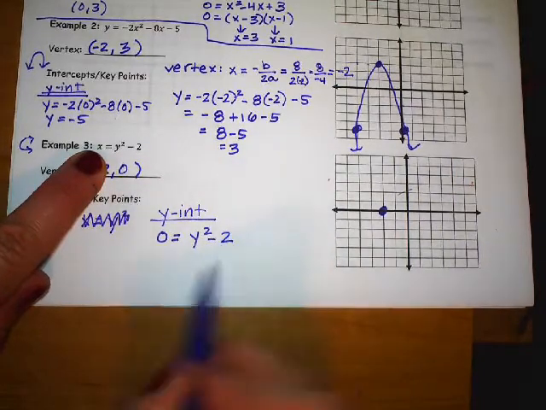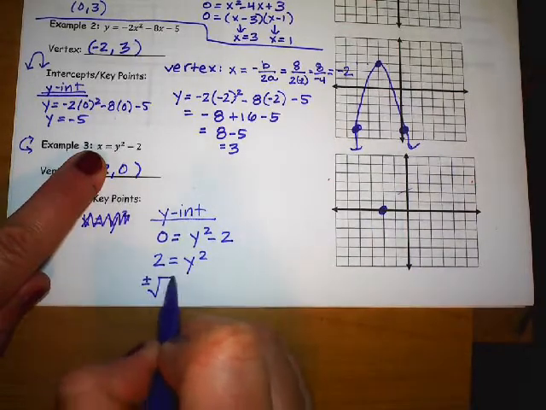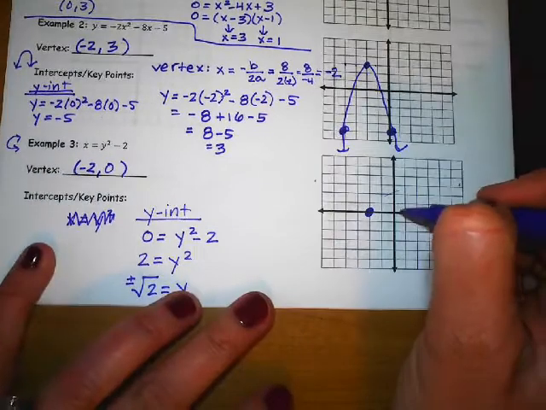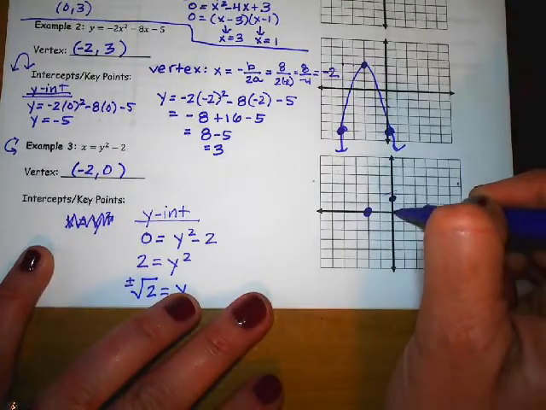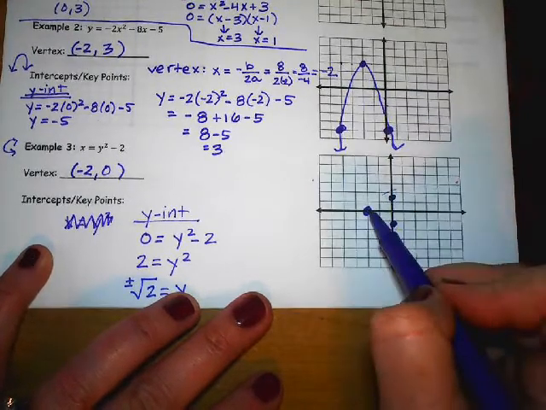And I could solve for y. So if I add 2, take the square root, don't forget plus or minus when you take the square root, and I get my y-intercepts are positive the square root of 2 and negative the square root of 2. Well, the square root of 2 is a little bit above 1. And negative the square root of 2 is a little bit below -1. And it's going to look like this.